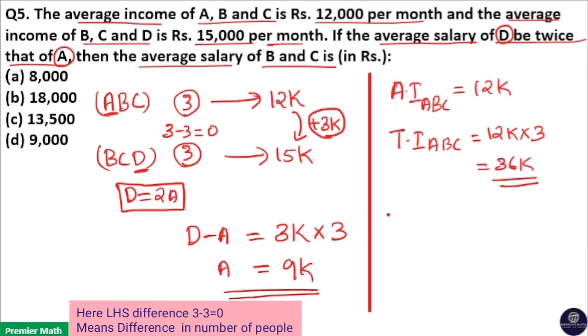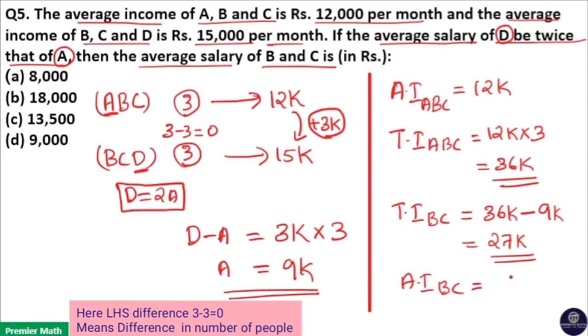Here the total income of BC will be the total income of ABC minus the total income of A, that is 36,000 minus 9k, which is equal to 27,000. So the total income of B and C is 27,000. That means the average income of B and C is 27,000 divided by 2, since there are 2 people in BC, that is 13,500. So the average income of BC is 13,500. Option C is your answer.